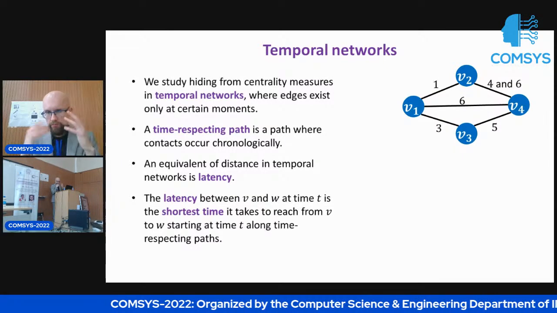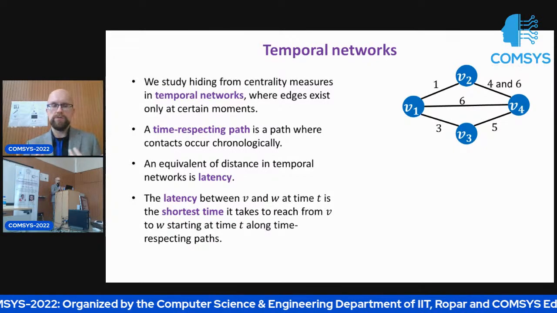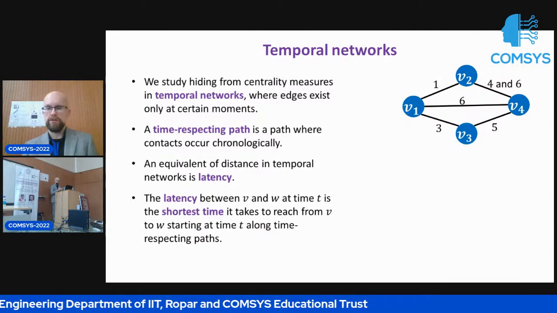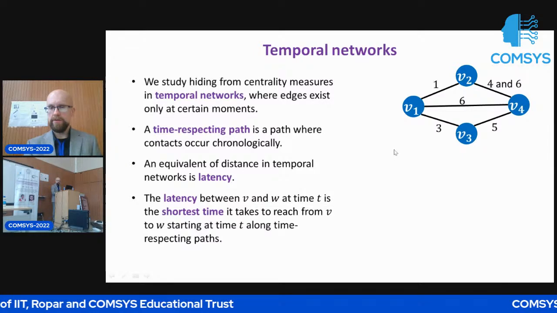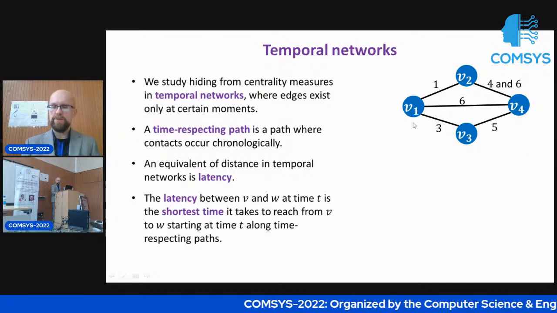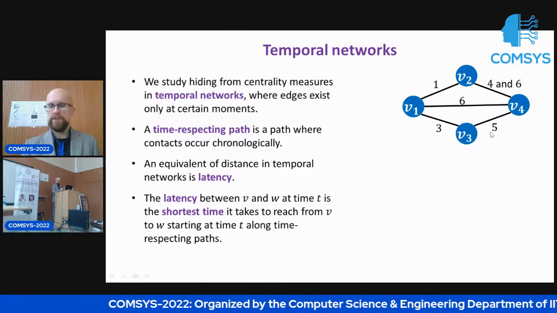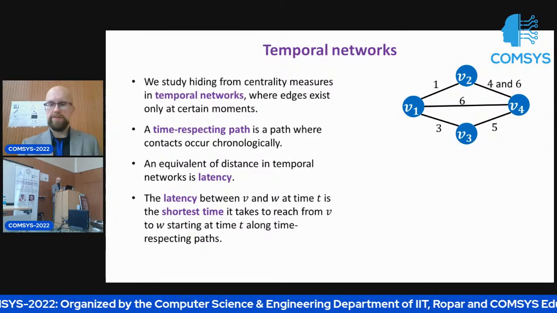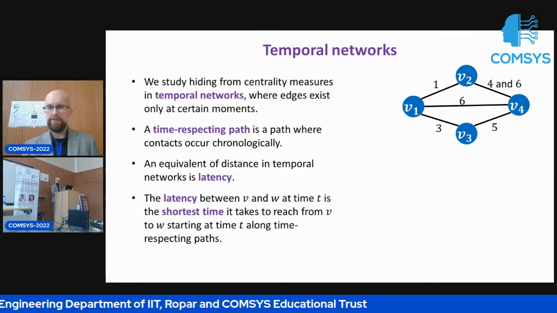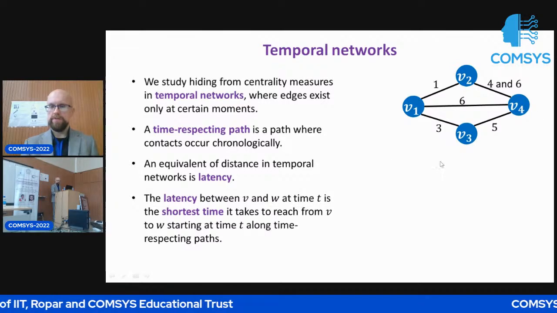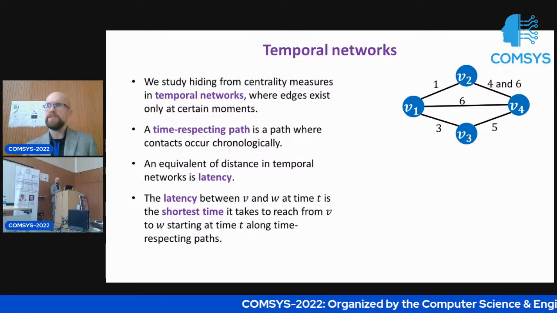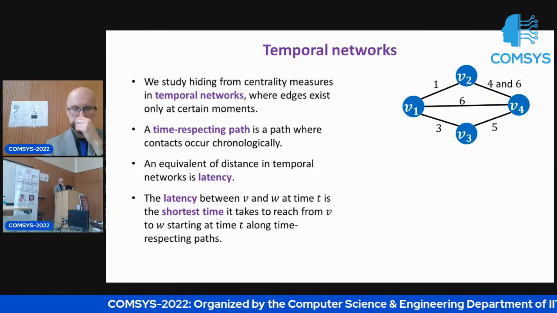And to think about this network, a useful idea is a time-respecting path. A time-respecting path is a path in which all contacts occur chronologically. So for example, a path from V1 to V3 to V4 is time-respecting, right? Because the meeting between V1 and V3 comes before the meeting between V3 and V4. V1 and V3 meet on Wednesday, and V3 and V4 meet on Friday. However, the path V4, V3, V1 is not time-respecting, because the meeting between V4 and V3 comes after the meeting between V3 and V1.